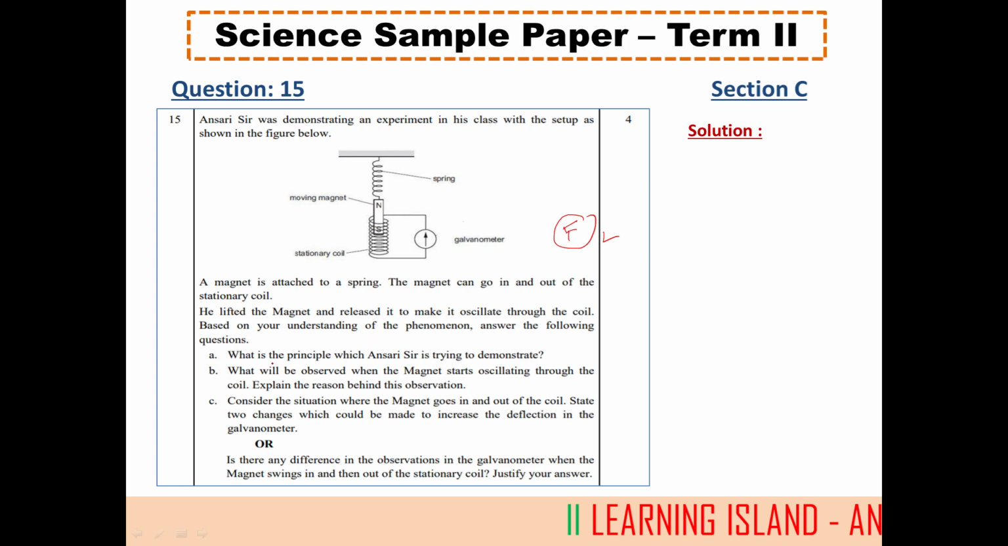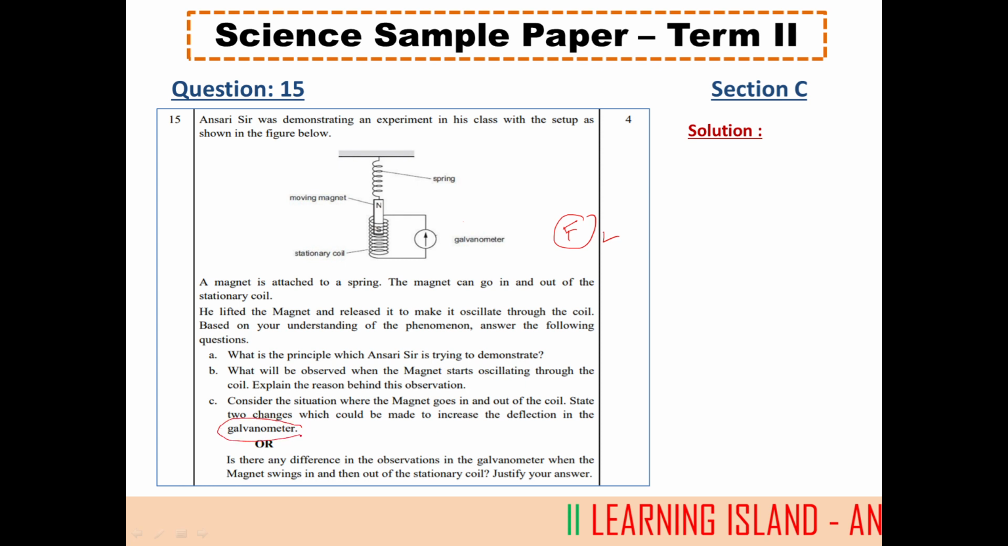It is clear. What will be observed when the magnet starts oscillating through the coil? Explain the reason. When the magnet starts oscillating, the galvanometer will deflect because current starts flowing. Question C: consider the situation where the magnet goes in and out of the coil. State two changes which could be made to increase the deflection in the galvanometer.